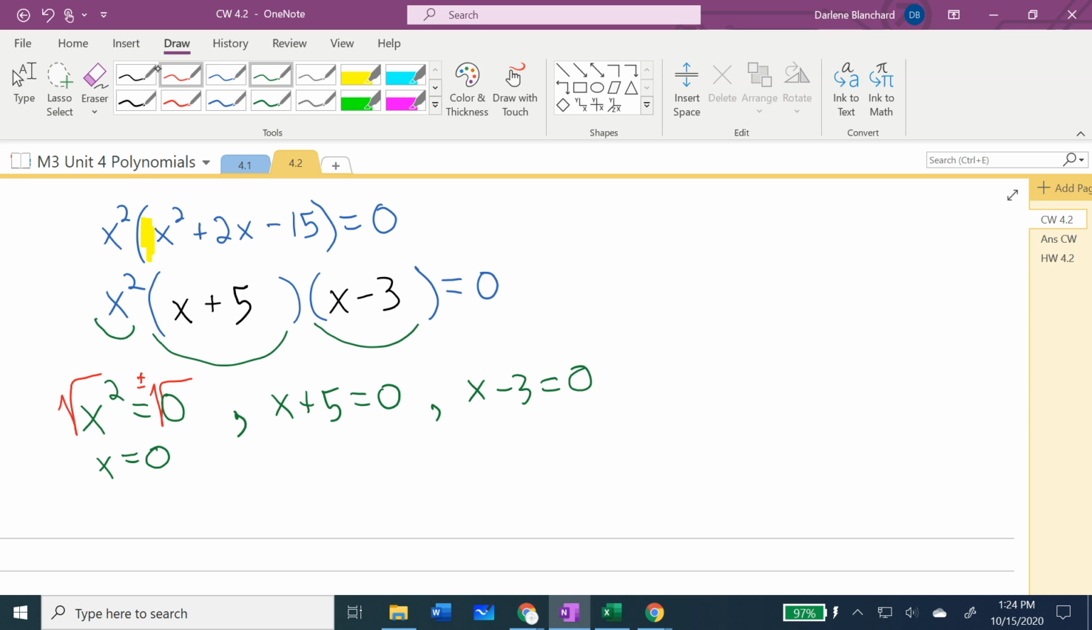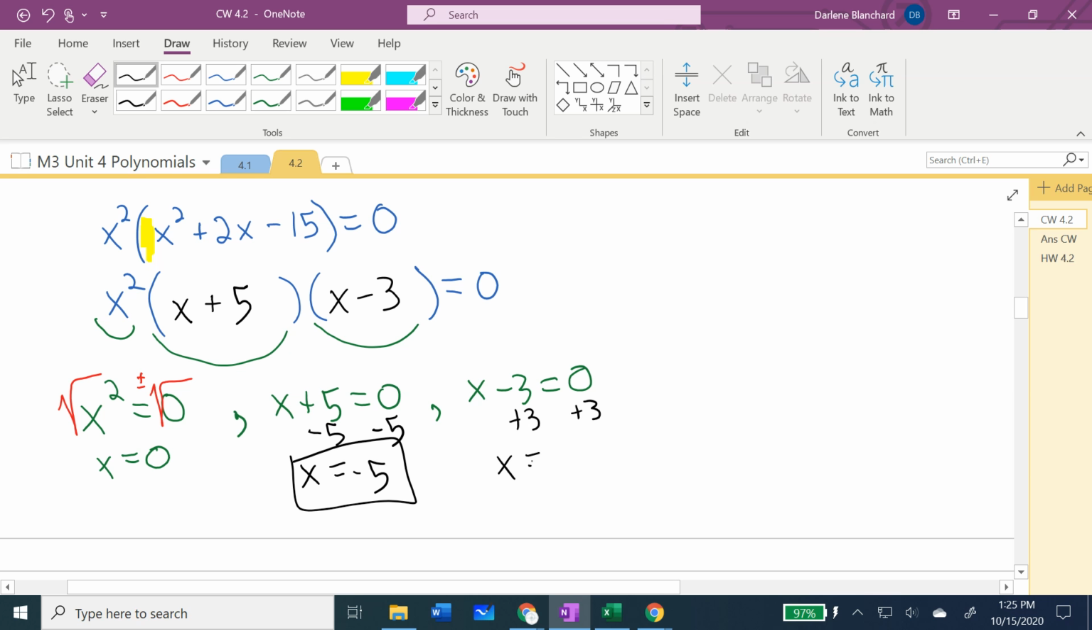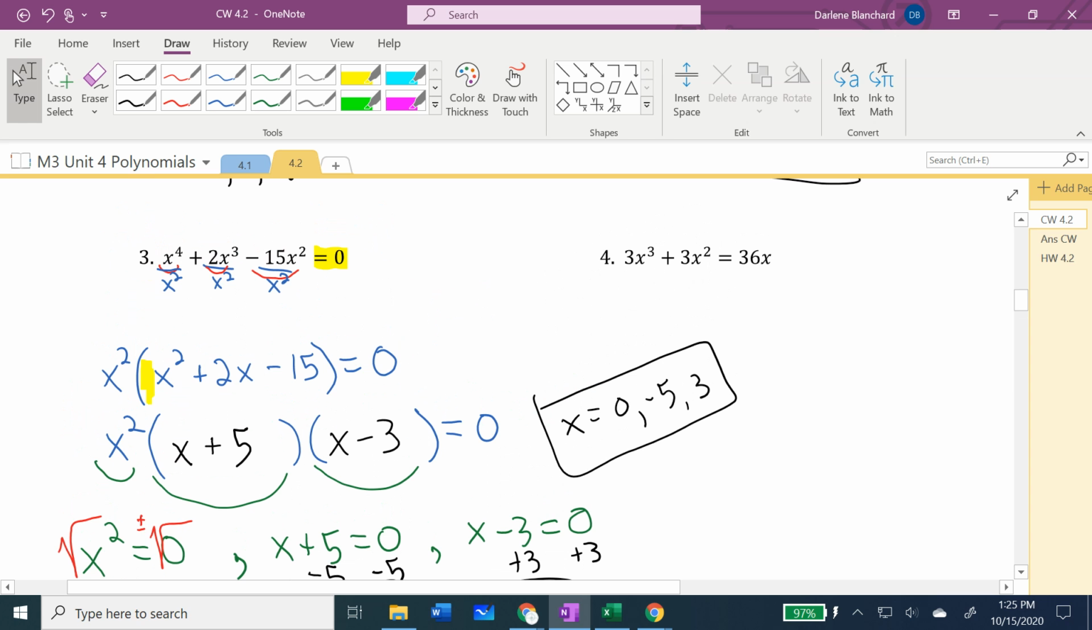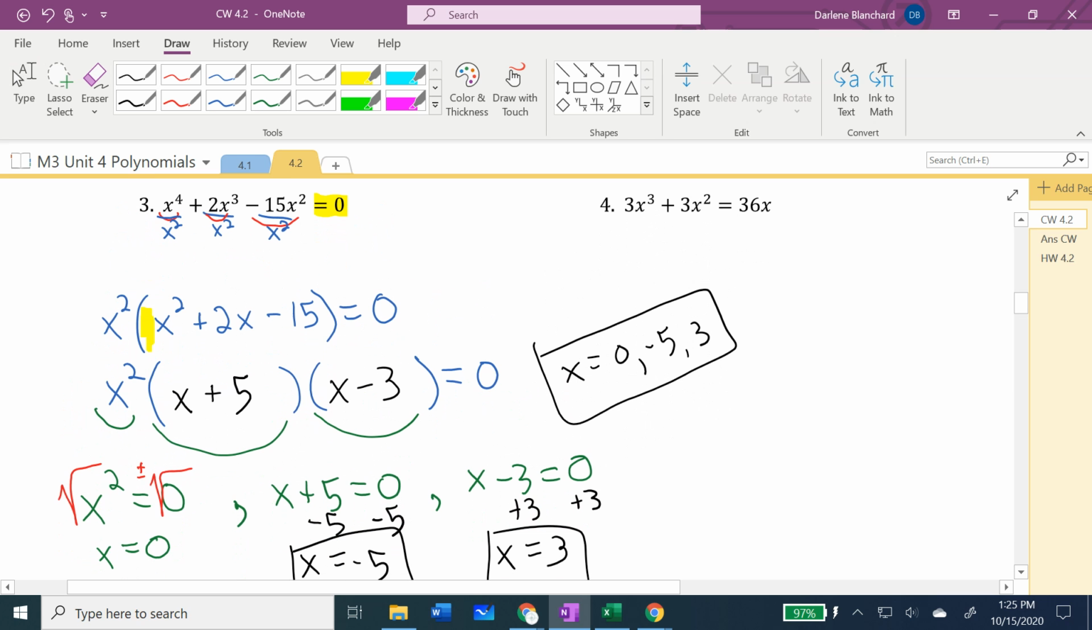All right. Then subtract 5 from both sides to get x equals -5. And add 3 to both sides to get x equals 3. And I have 3 answers: x equals 0, -5, and 3. Woohoo! Then number 4.